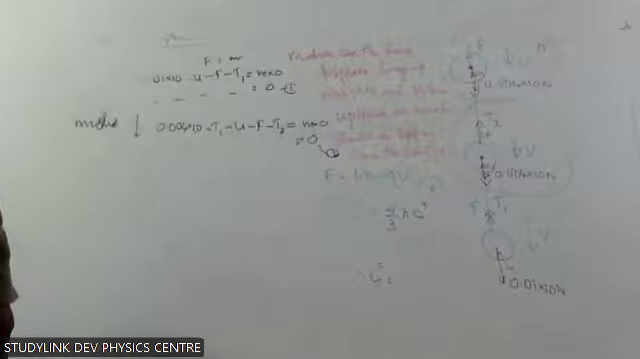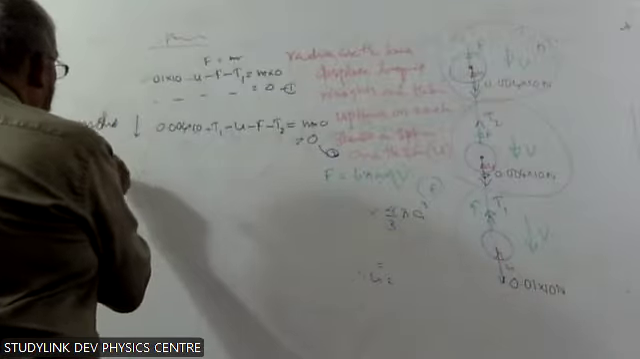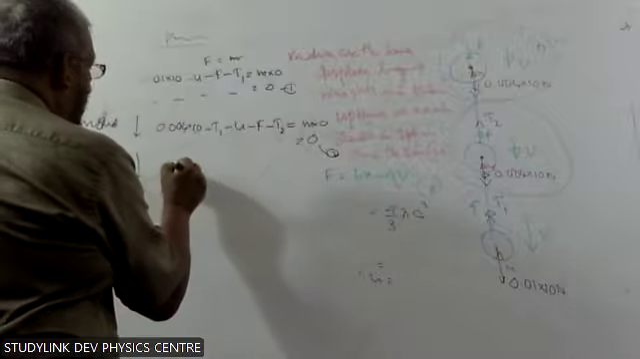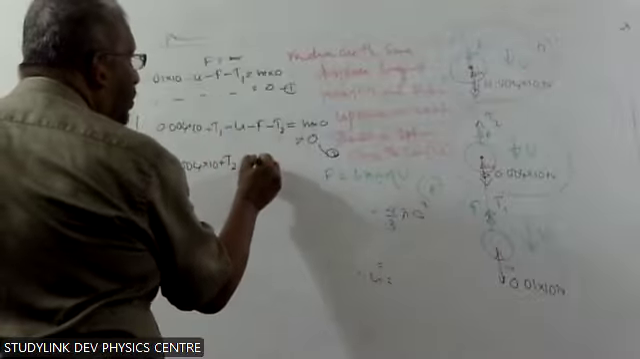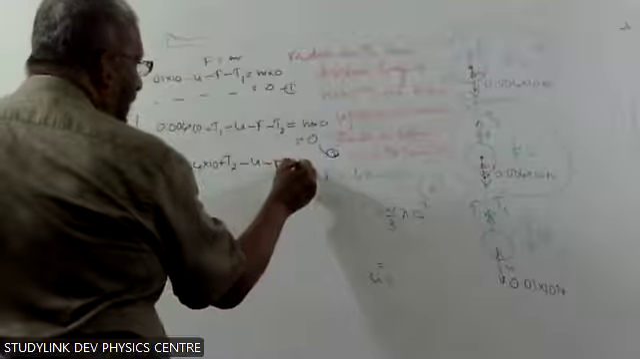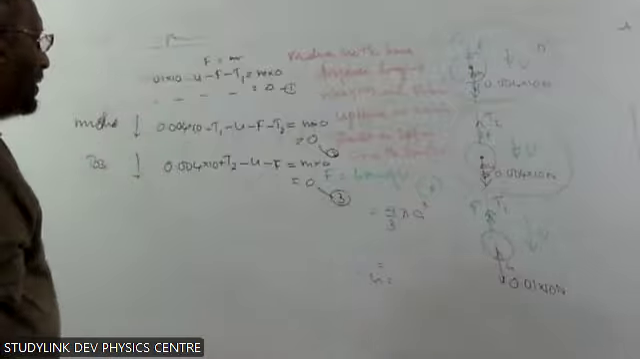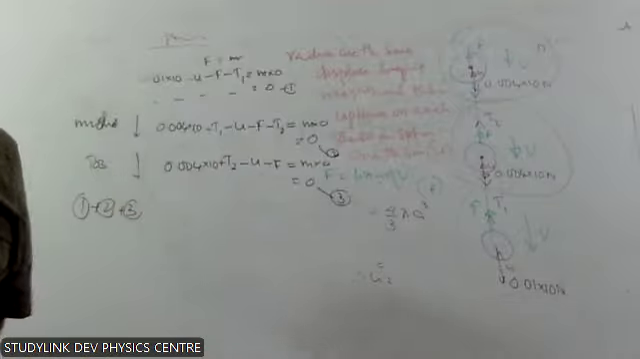Then you have to consider the other one. The other one is the top shell. There again vertically down, 0.004 into 10 plus T2 downwards minus U minus F is equal to M into 0. That means 0, third equation. Look at this. When you add 1 plus 2 plus 3, see what happens.